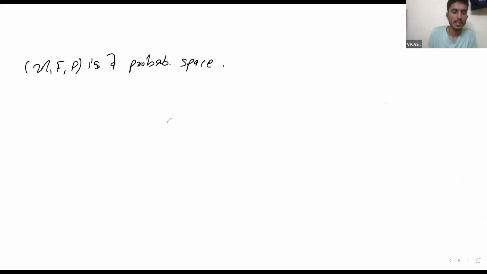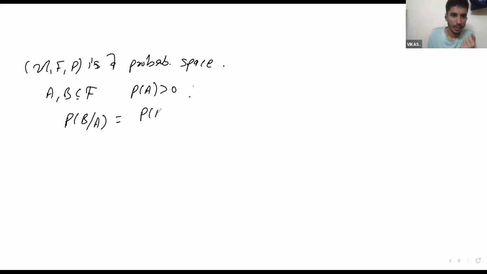That is the probability space, and we want to define that if A and B are two events that are subsets of F, such that the probability of A is strictly greater than zero. I'm not taking greater than or equal to zero. By definition it is greater than or equal to zero, but here I am taking the probability of A strictly greater than zero. Then I can define the probability of B given A as the probability of A intersection B upon the probability of A. So I'm just defining it.